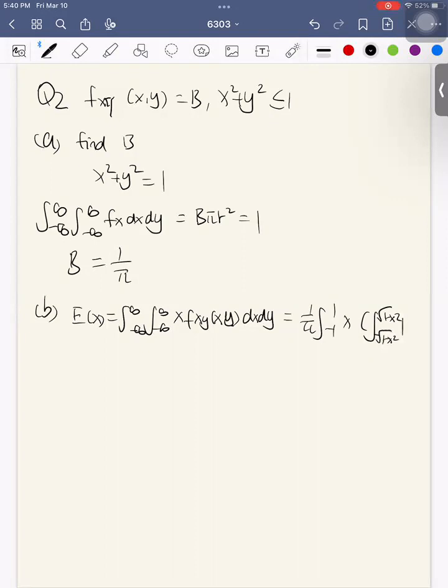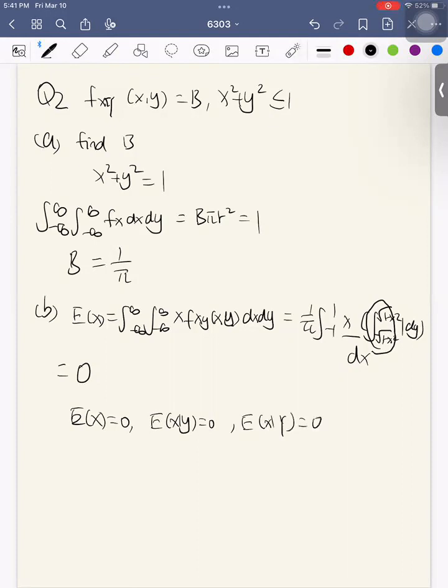In here, we can see that this part times x is an odd function. So we can simply say the result of this integral is equal to 0, so E[X] is equal to 0. Now let's look at E[Y].